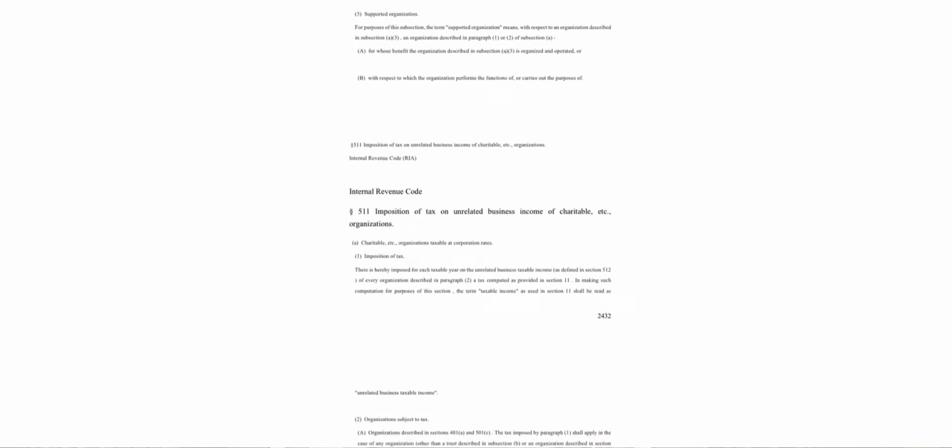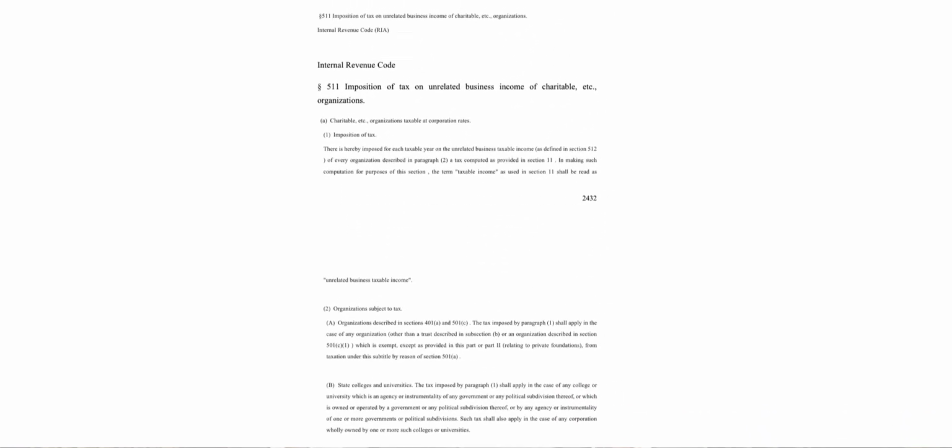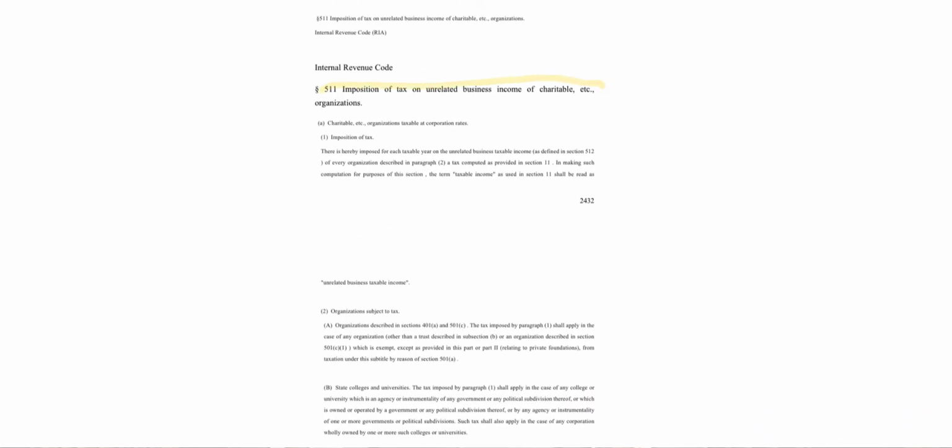So here's section 511. It says imposition of tax on unrelated business income of charitable organizations. Subsection (a), charitable, etc. organizations taxable at corporation rates. Imposition of tax. There is hereby imposed for each taxable year on the unrelated business taxable income, as defined in section 512, of every organization described in paragraph 2, a tax computed as provided in section 11.